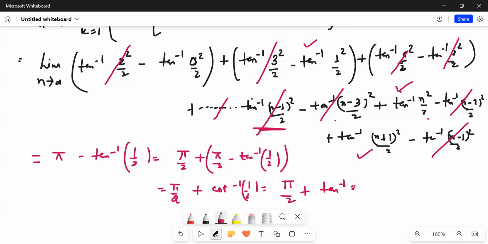So I hope you are able to use manipulation in order to find the sum of the series.